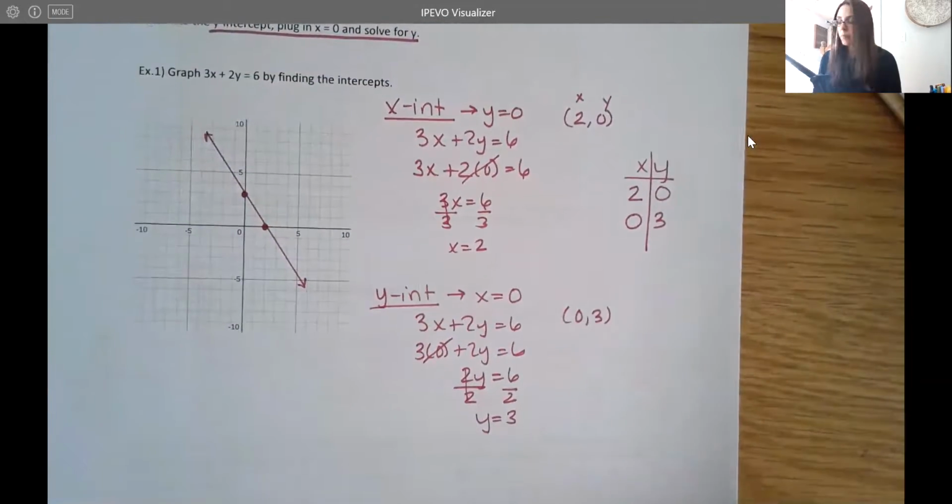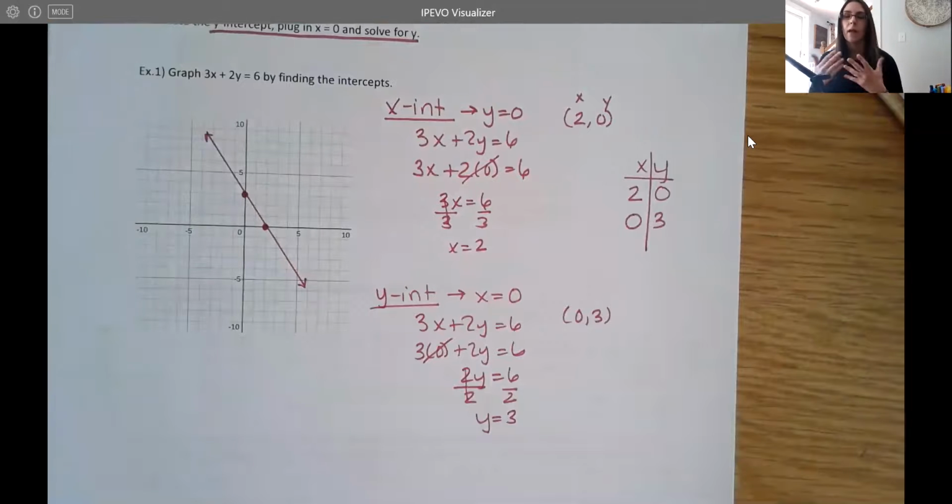So that's it for linear functions, lots of applications. And again, there's lots more we can do with it too, that you may have seen before. So we're just focusing on the basics here, your graphing, your slope, and some of your applications.